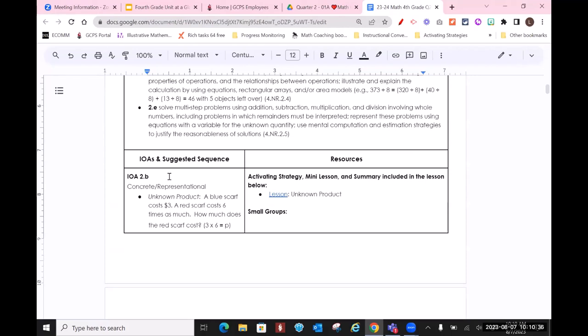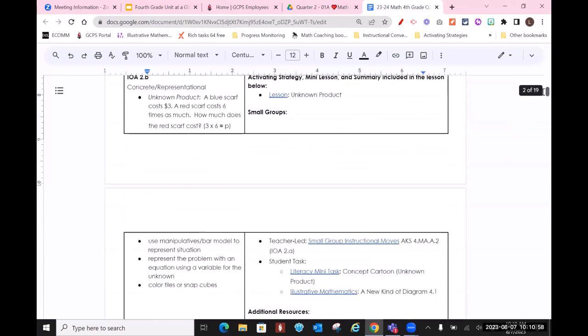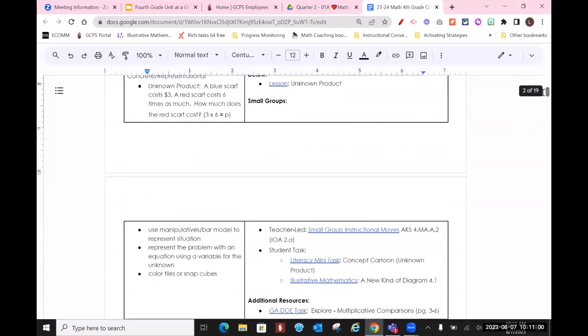The suggested instructional sequence is located on the left side of the pacing guide. The left column provides the learning progression for the AKS and IOAs, showing whether it is concrete, representational, or abstract. The bulleted list states specific learning objectives within the IOAs, as well as any suggested manipulatives. Also embedded in the pacing guide are suggested resources to use from our textbook adoption.